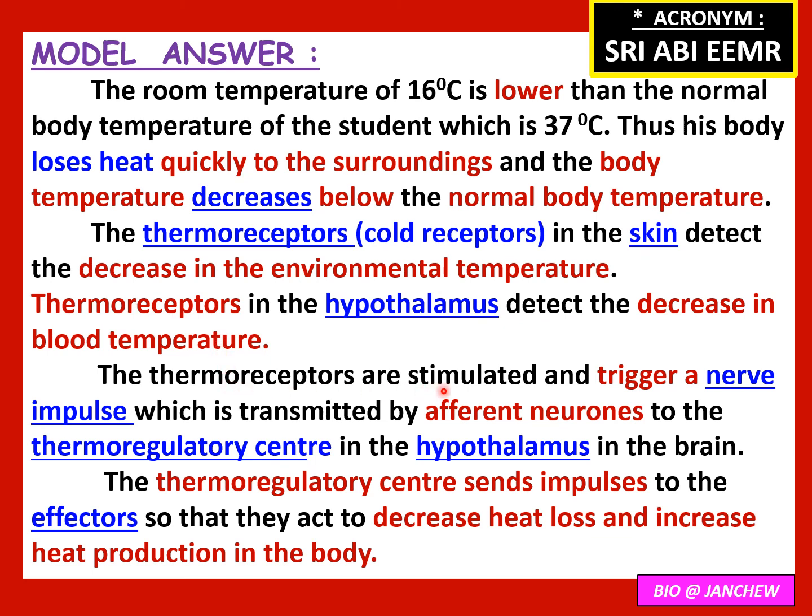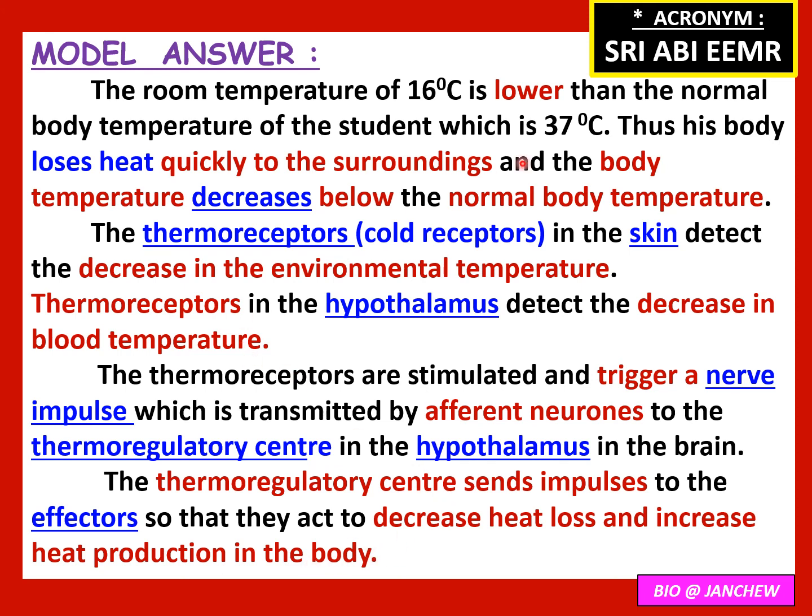Next, the thermoreceptors are stimulated. They will trigger a nerve impulse transmitted by afferent neurons to the thermoregulatory center in the hypothalamus of the brain. Then the thermoregulatory center will send impulses to the various effectors so that they act to decrease heat loss and increase heat production, so that the body temperature can be raised back to the normal body temperature.